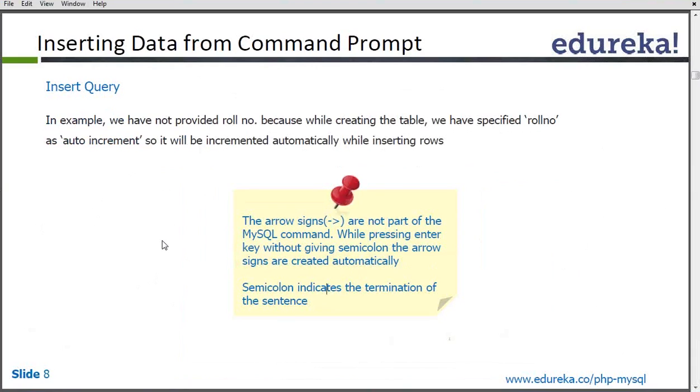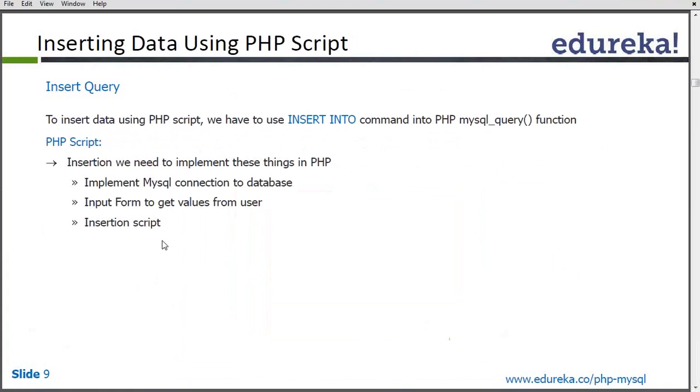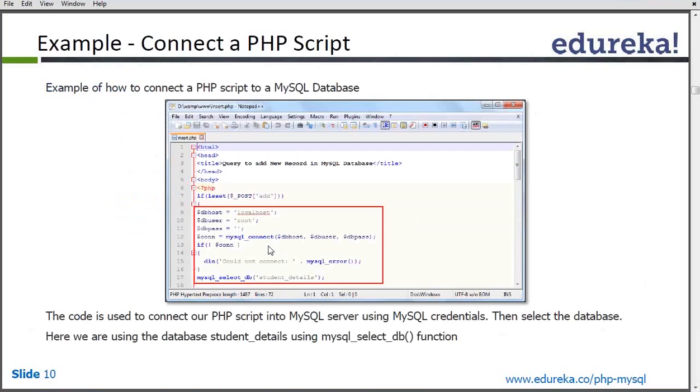So here is the insert query. I have told you how we can use the insert query using the command line. Now here the method is shown for how we can use the insert into command in our PHP MySQL query function, how we can insert a row into the database using PHP. So here are the basic steps that I have already explained: implement the MySQL connection, then an input form to get the values from the user, then the insert script. Today I will show you how we are going to create this.